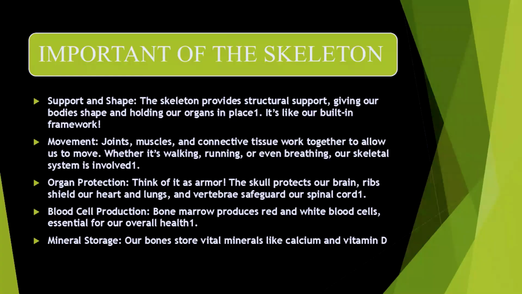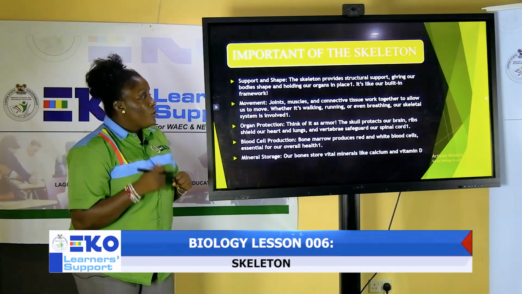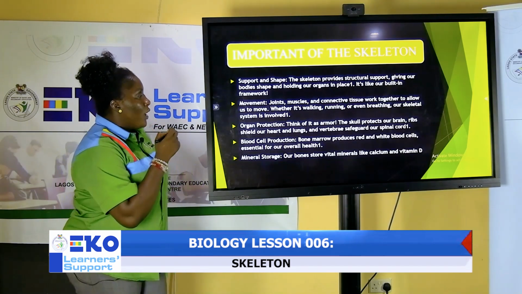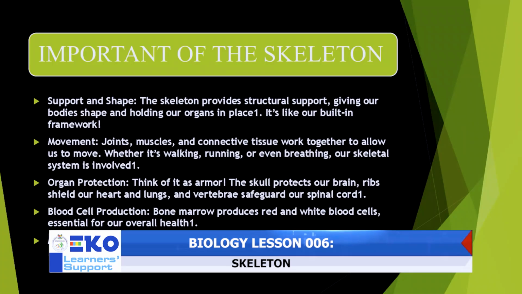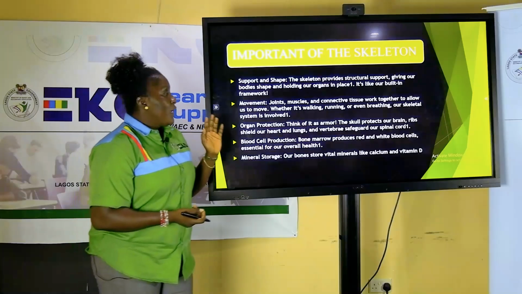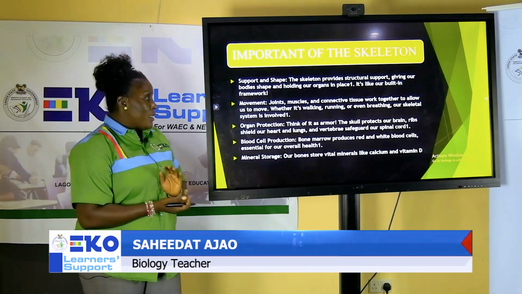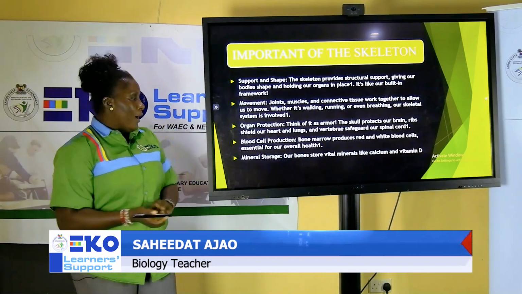Number two, it enables what? Movements in the body. The joints, the muscles, and connective tissues work together to make us what? Move. Number three, it protects vital organs in the body. Number four, it helps in the production of the red and white blood cells through the bone marrow.